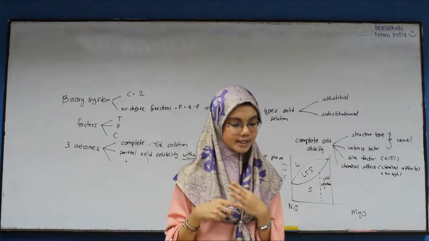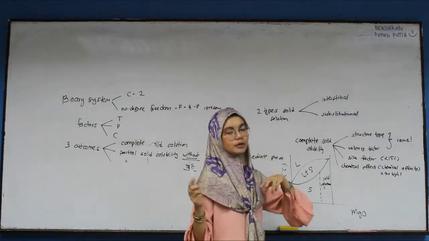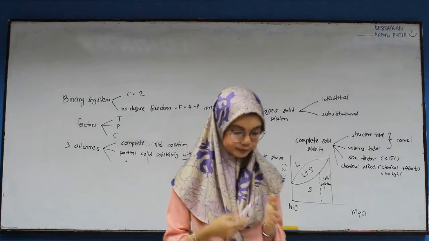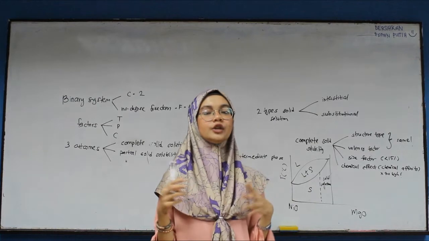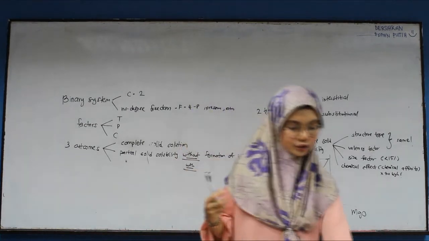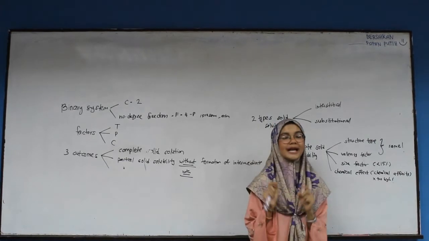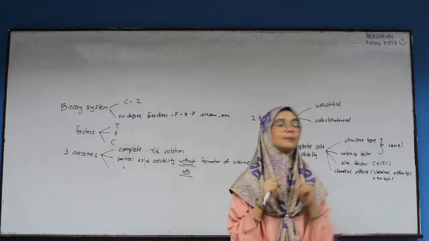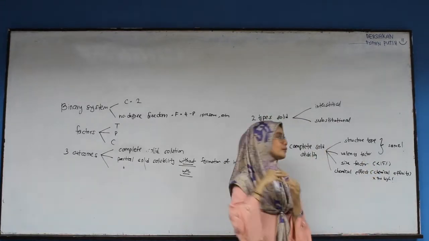So the second one is the valence factor. The two end members of the solute must have the same valence. If not, the host can't be neutral. The third one is the size factor. The size difference between the solute and the solvent must be not more than 15%.